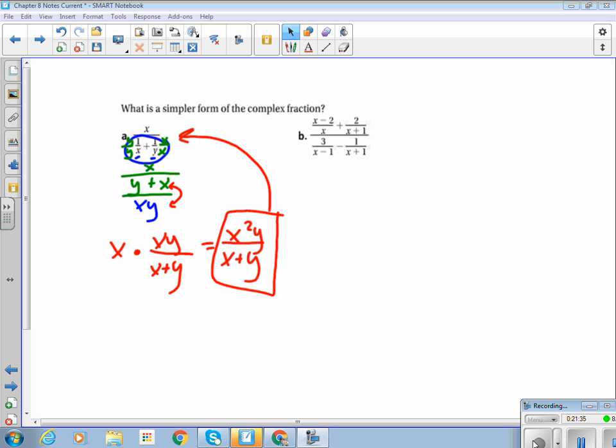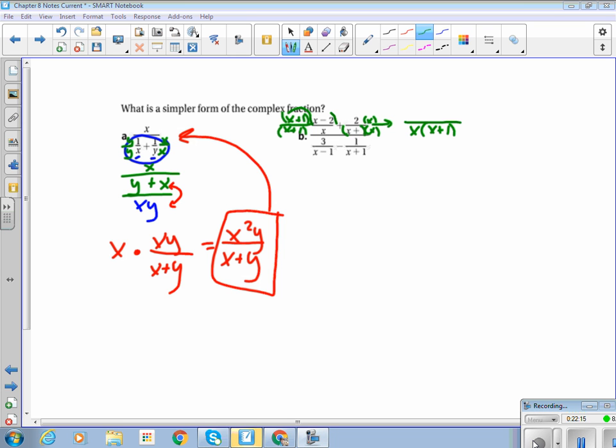Okay, we're going to do the same thing, except for both the numerator and the denominator: we're going to find a common denominator and combine our two terms on the top and the bottom. I look here, I have an x and an x plus 1. So my common denominator is going to be x times x plus 1. This one needs an x plus 1 over x plus 1, and this one needs an x over x. I'm going to go ahead and FOIL.